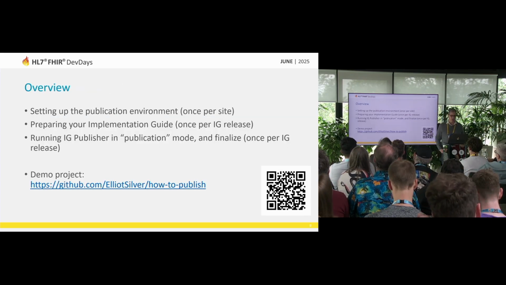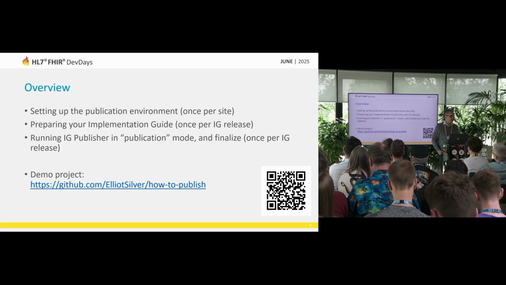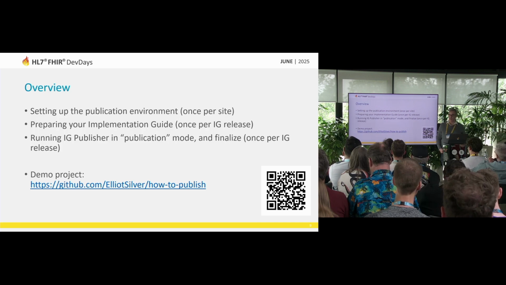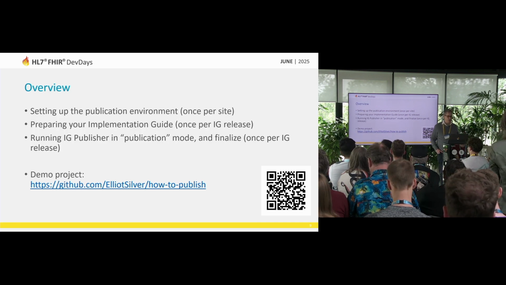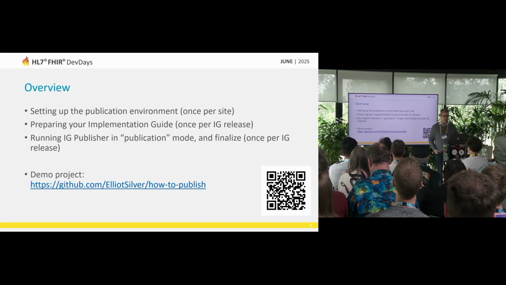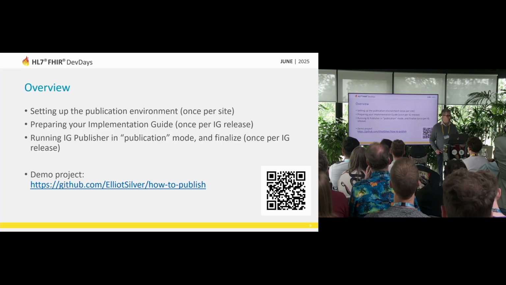Okay, so we've seen a few examples of how not to publish. Let's look at the correct way of publishing using the IG Publisher. As I previously mentioned, there's 3 parts to using the IG Publisher. Setting up the publication staging environment, getting all the support files, creating the appropriate directories, etc. This is done once per site. If you're publishing multiple IGs to your web server, they'll all use that same staging environment.